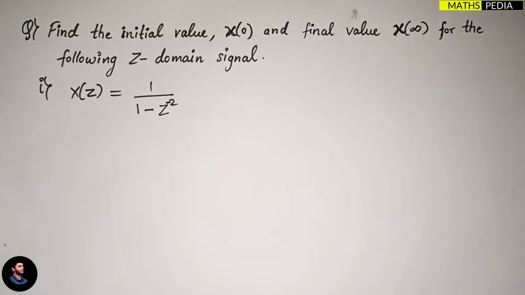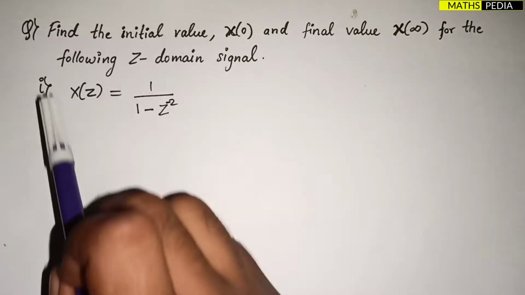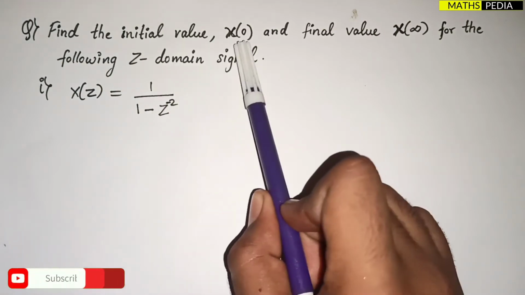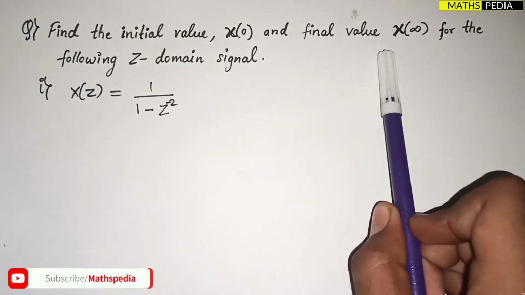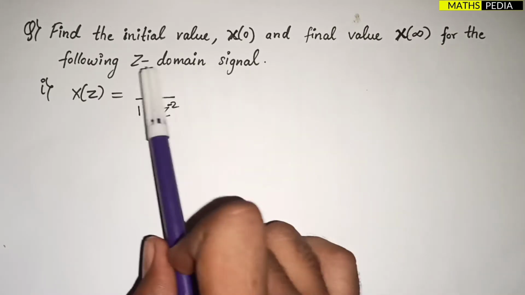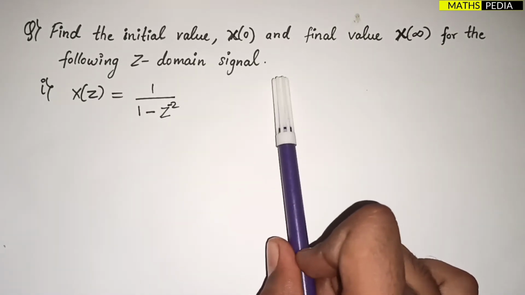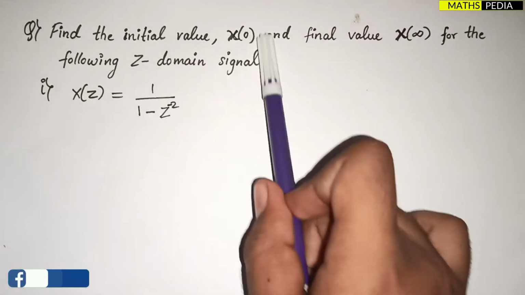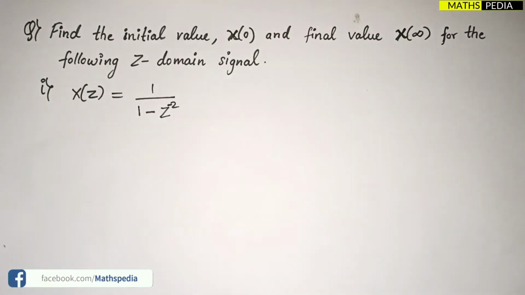Hello guys, in this video we are going to solve problems based on initial value theorem and final value theorem of Z transform. So let us see the question first. Find the initial value x of 0 and the final value x of infinity for the following Z domain signal. So we need to find the initial value x of 0 as well as x of infinity.